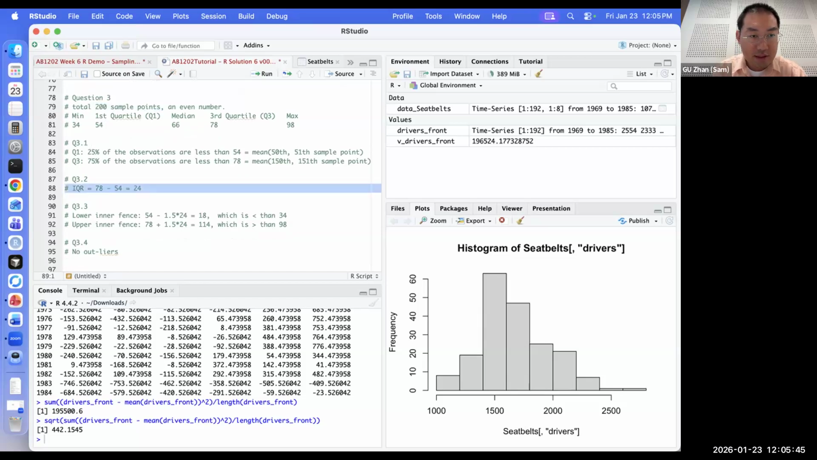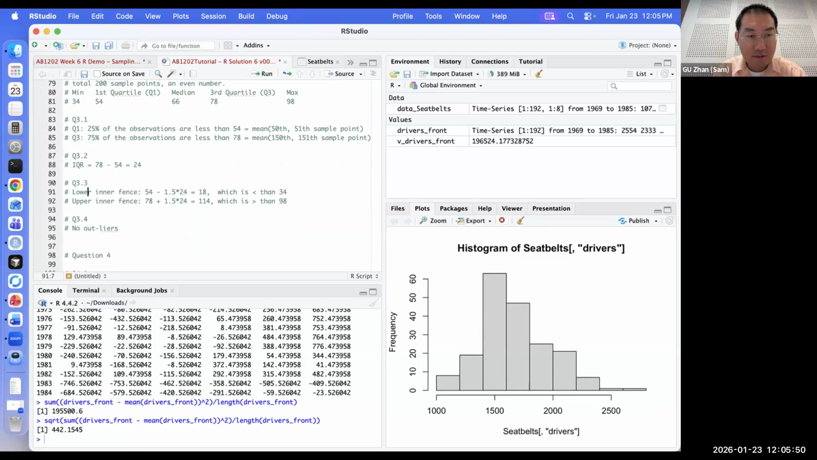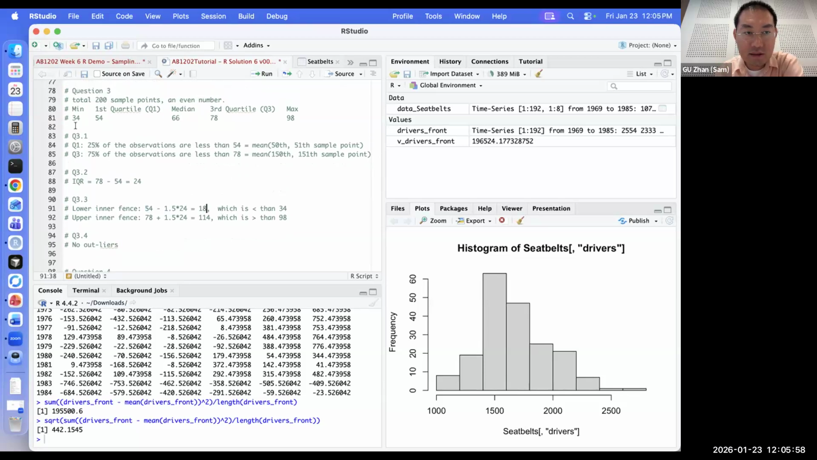Then the interquartile range is 78 minus 54, which is 24. So the lower fence is Q1 minus 1.5 times the interquartile range, which is 18. 18 is smaller than the minimum, so the lower whisker is 34, whichever is larger. Then the upper fence is 114, and 114 is greater than the max.